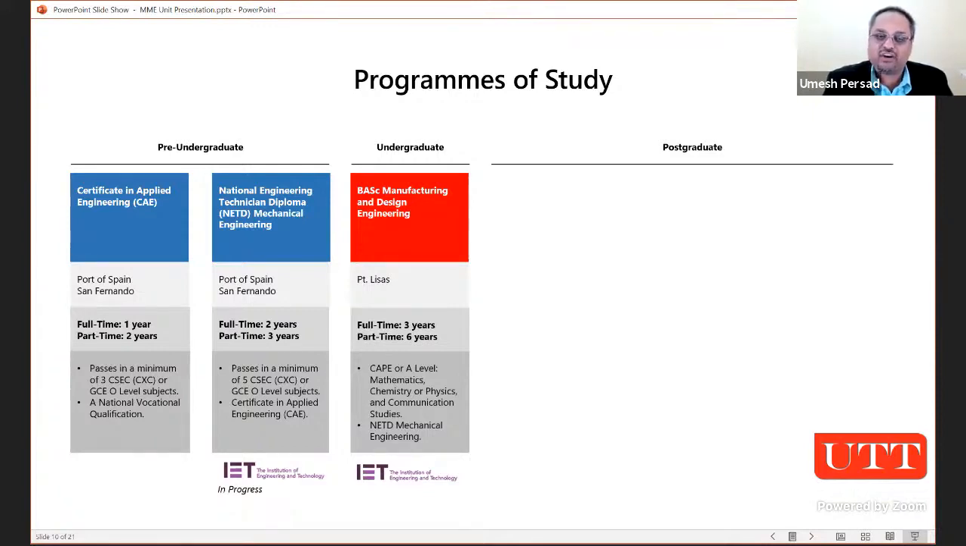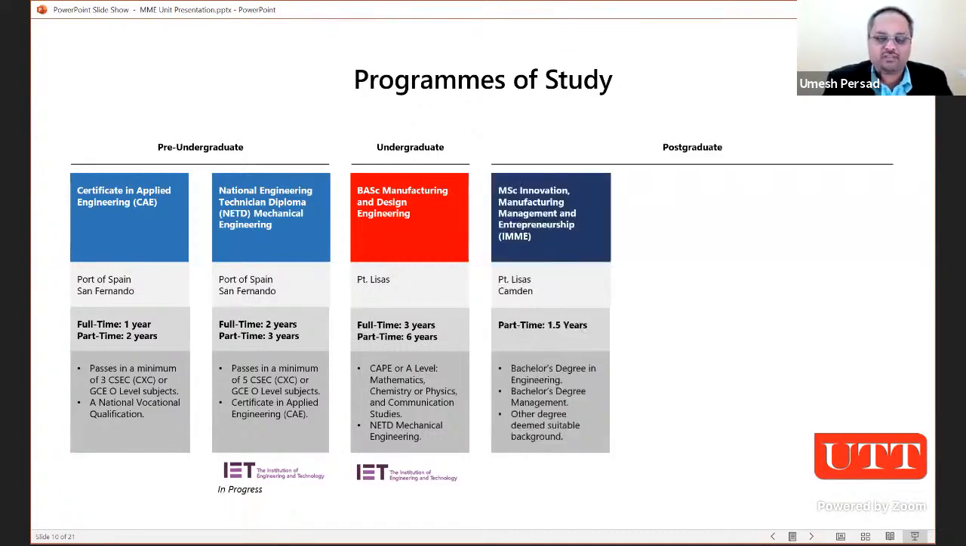And just to mention that accreditation really means a stamp of quality on the program, meaning that once you do an accredited degree, say you do the BSc in Manufacturing Design Engineering, your degree would be accepted anywhere in the world that you would want to go and apply for jobs.